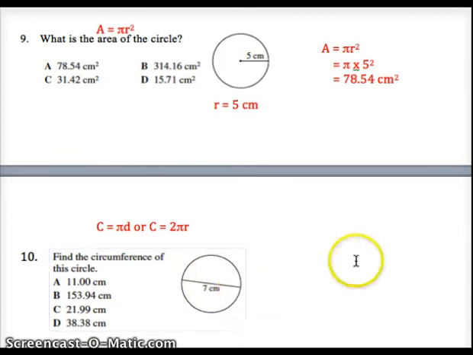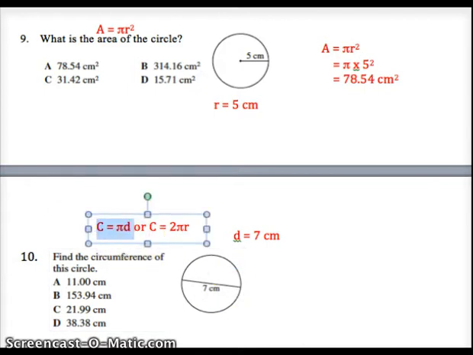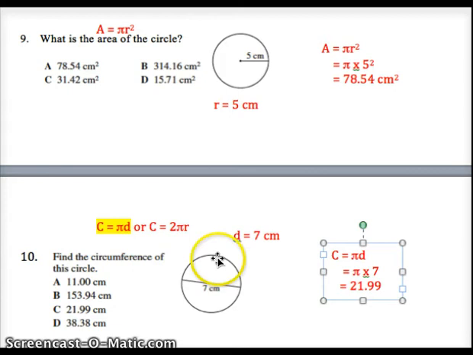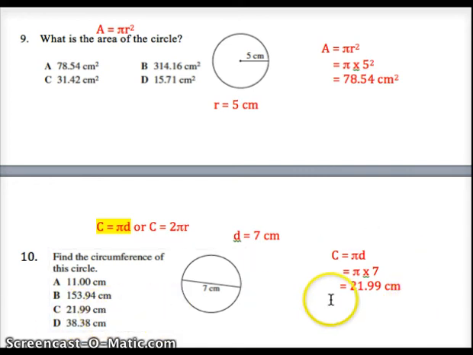It looks like you have the diameter in this question, so I'm just going to put here that d equals 7 centimeters. So I should therefore use the first formula, that circumference equals pi d. So I'm going to write that out over here. So I start my working saying circumference equals pi d, which means circumference equals pi times 7. I then do that on my calculator and I get that the circumference is 21.99. Remember, circumference is the distance around the circle, so it'll be just in units of length. So I can write circumference is 21.99 centimeters, and that means that answer C here is correct.